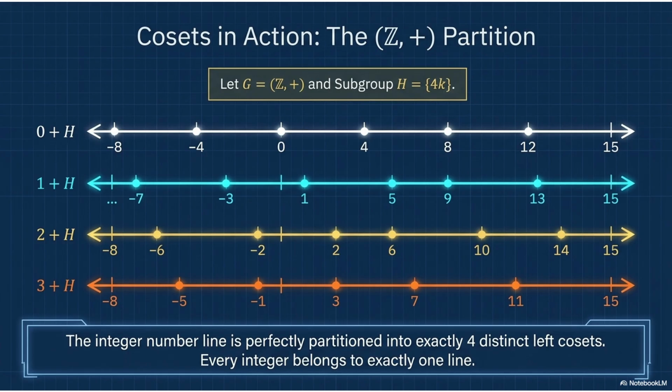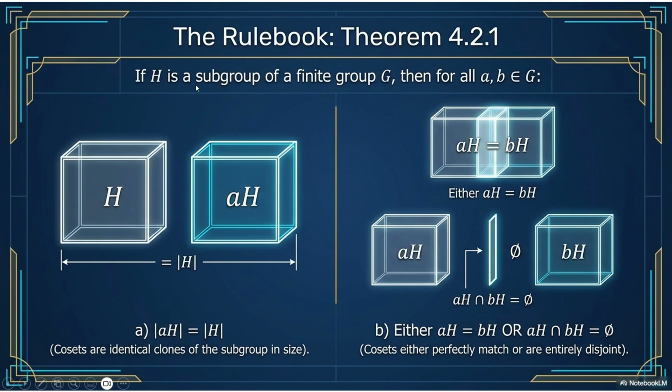Now we will see some more properties of cosets. Before that, consider H which is a subgroup of a finite group G. Then I have two important properties. The first one is that the order of the coset H will be equal to the order of H. That is, if H is a subgroup having order 10, then the coset H will also have order 10 itself.